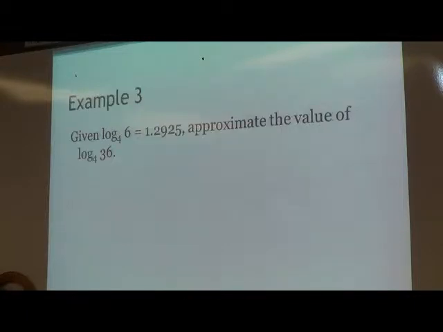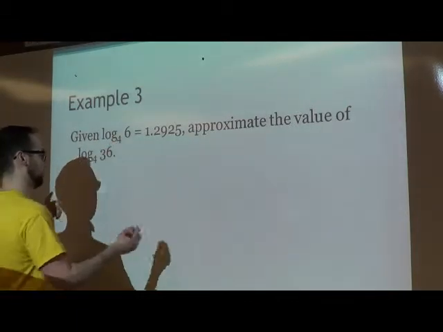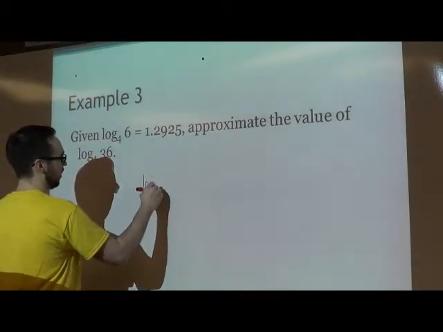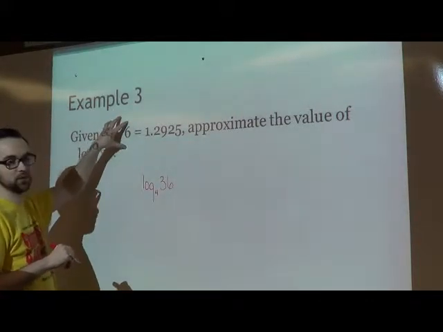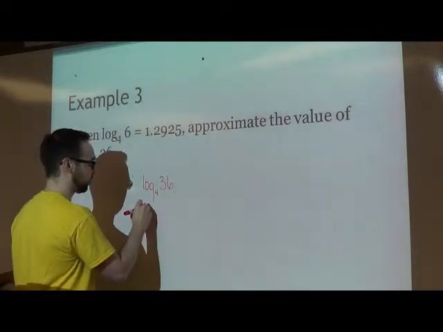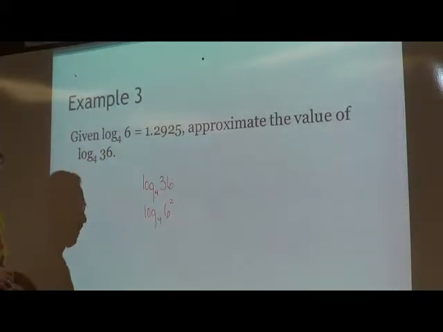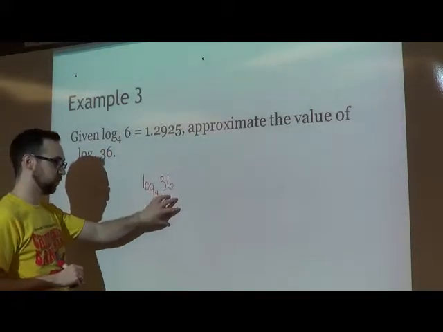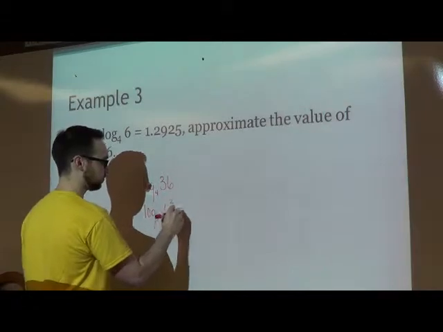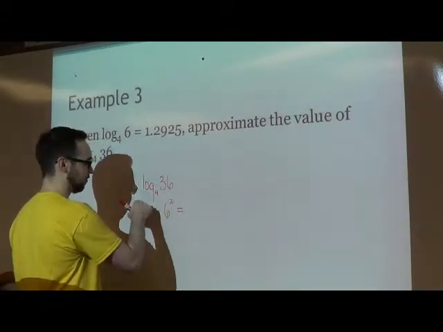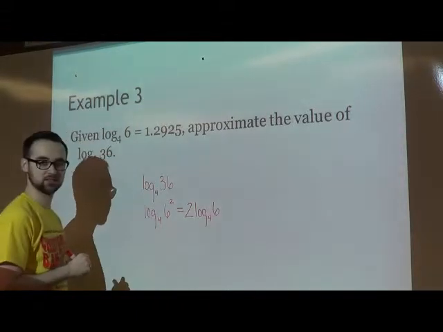So again, let me show you an example of how exactly this is working. Now they give us log base 4 of 6. So I want to take log base 4 of 36 and somehow rewrite that with log base 4 of 6. So they're kind of telling me what you want to use and what you want to get to. So I can rewrite this as the log base 4 of 6 squared. So I take 36 and I rewrite it as 6 squared. That's all I'm doing. Log base 4 of 6 squared, that squared comes out front. So we have 2 times log base 4 of 6.